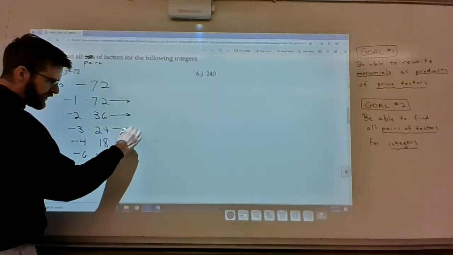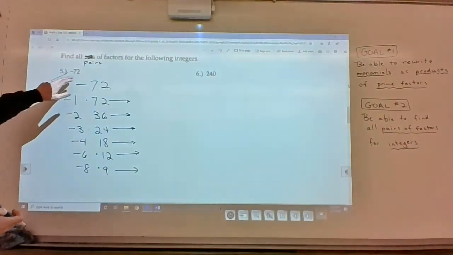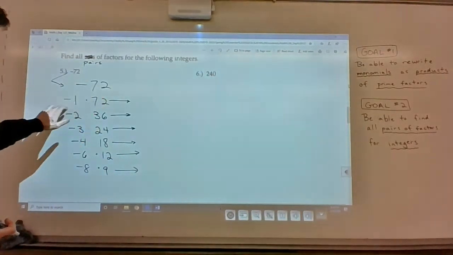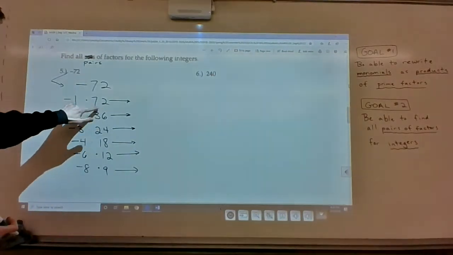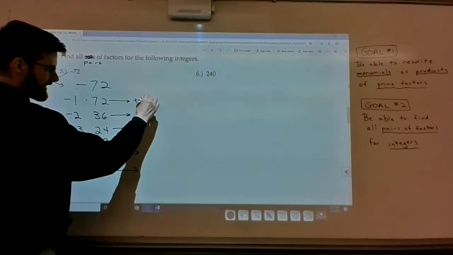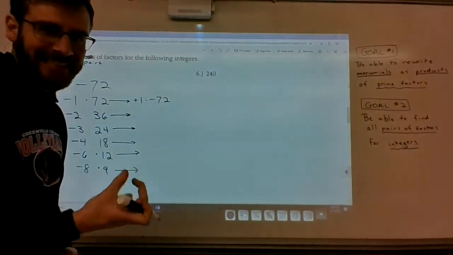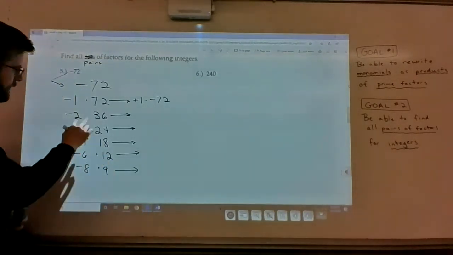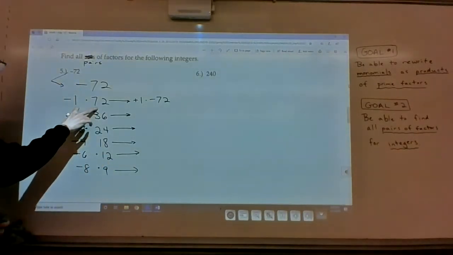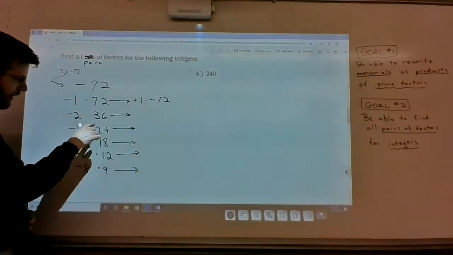There's something interesting you have to take into consideration here. To get a negative number, you need a negative times a positive. Well, what happens if I were to reverse these and say we had a positive 1 times a negative 72? Well, that technically is a distinct pair of factors from negative 1 and 72. So I have to take that into account for all of these.